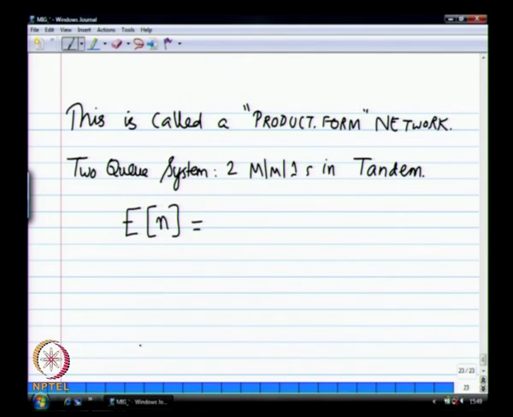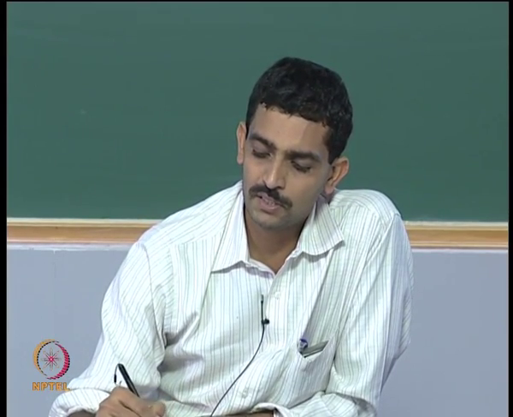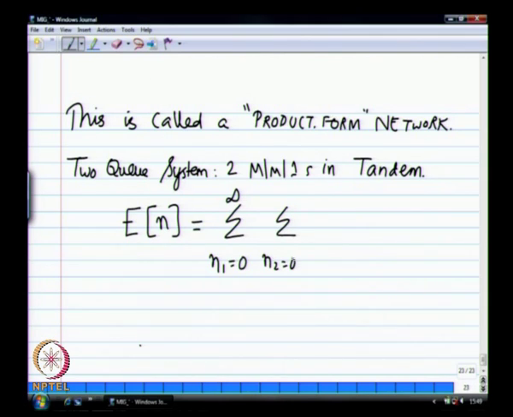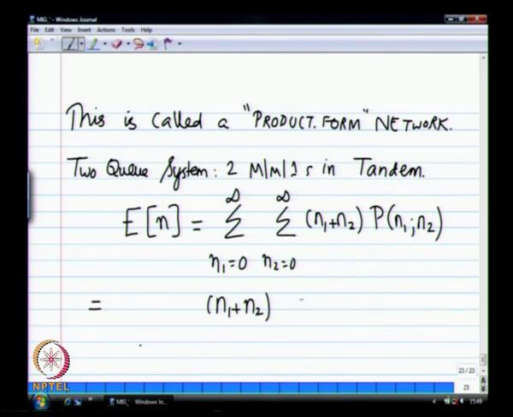From the basic case we did E of n, right? So there are n1 customers in the first queue and n2 customers in the second queue, then n1 plus n2, into the probability of n1 and n2. We did n times p of n for the basic case. So this is simply the sum of n1 plus n2 times p of n1, n2. Now I know that this is a product form solution, therefore I can replace that with (1 minus rho 1) rho 1 to the n1 times (1 minus rho 2) rho 2 to the n2.